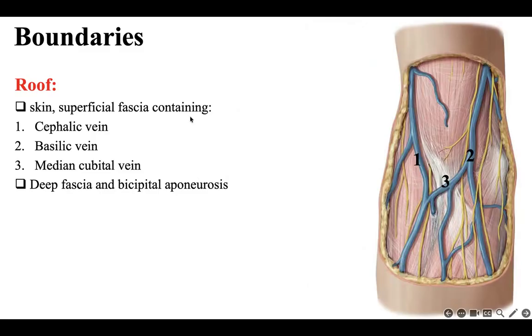We cover this fossa by a roof. The roof means skin and fascia. This skin contains veins, as we see here, three veins: cephalic vein, basilic, and in between, number three, will be the cubital vein or median cubital vein. This vein is very important and is named the vein of injection.